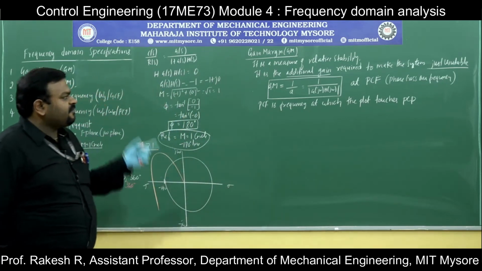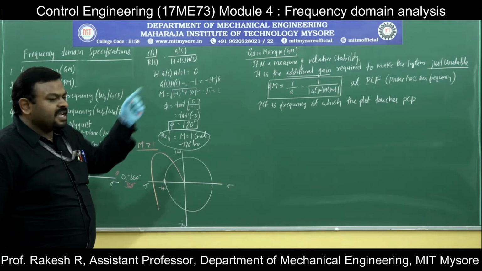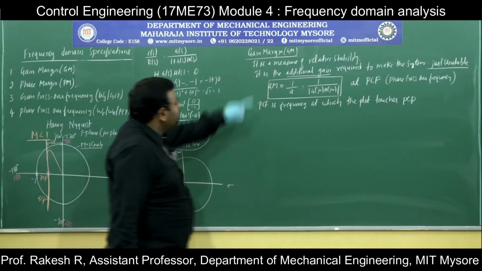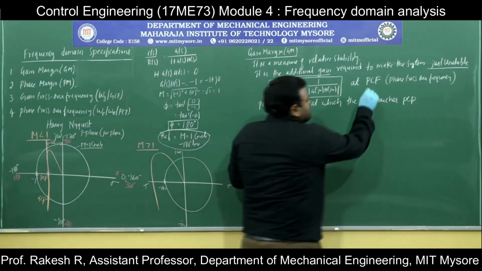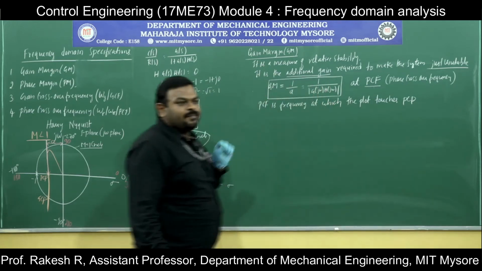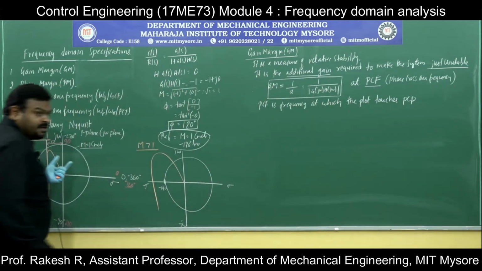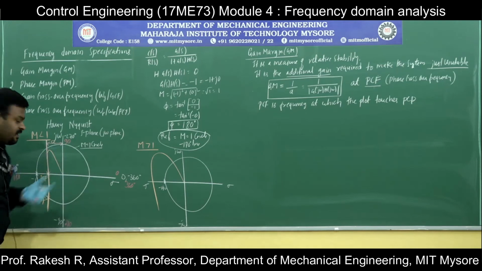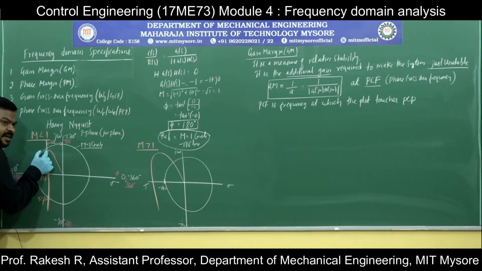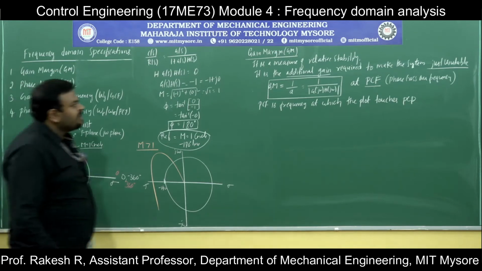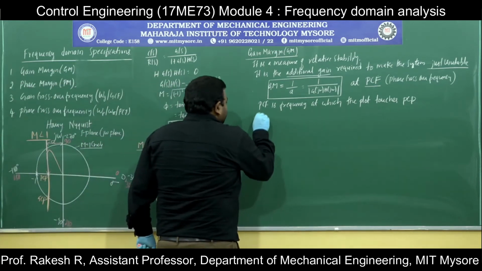So this is the definition of PCP and gain margin. Whenever we are defining gain margin, phase crossover frequency comes here. Very important thing. Again I will be repeating: it is the additional gain required to make the system just unstable. How are you getting this reference? This reference you are getting using the phase crossover point, very important thing. That's all. Then let us see what is phase margin.